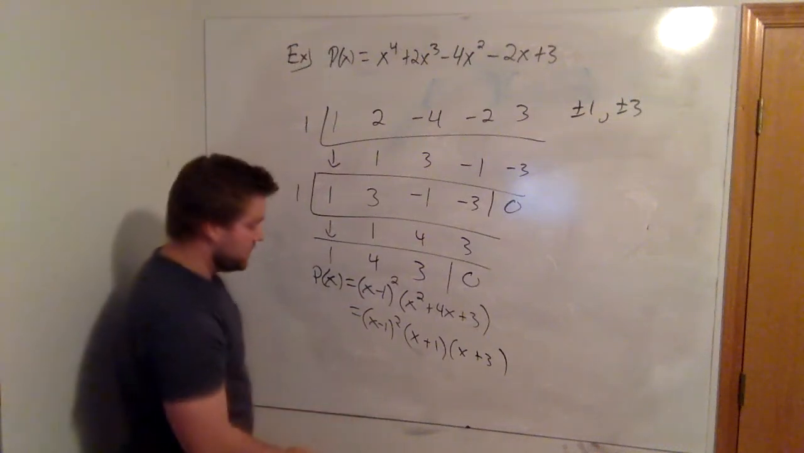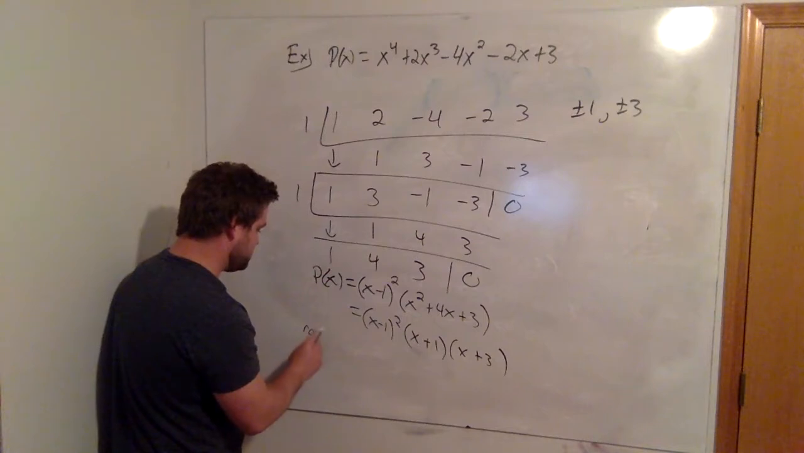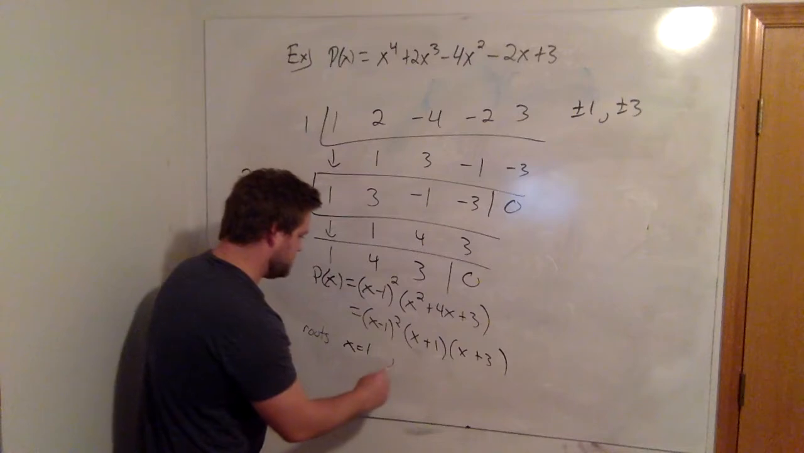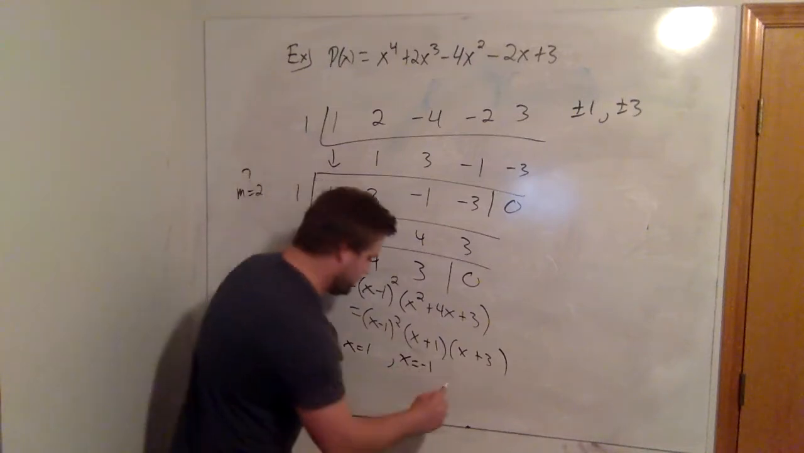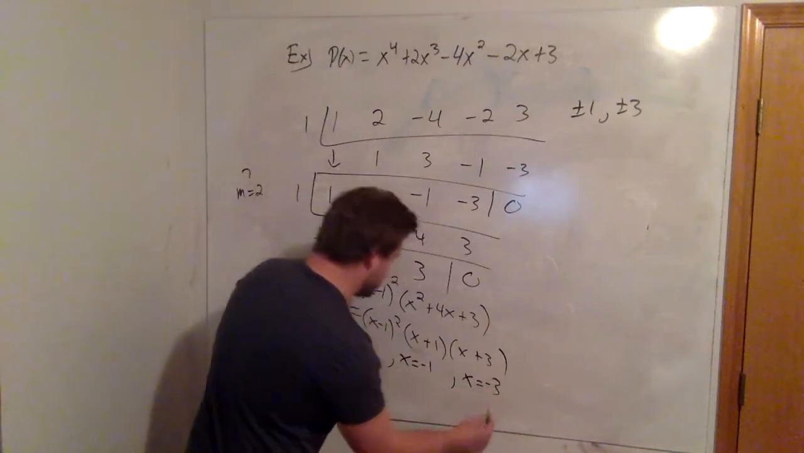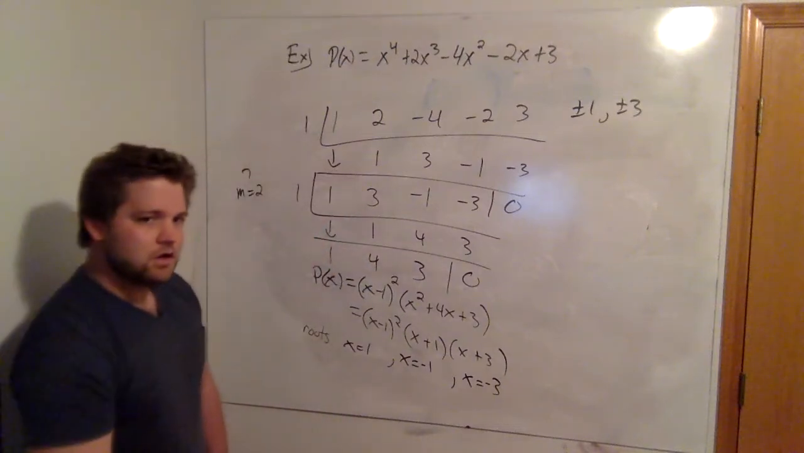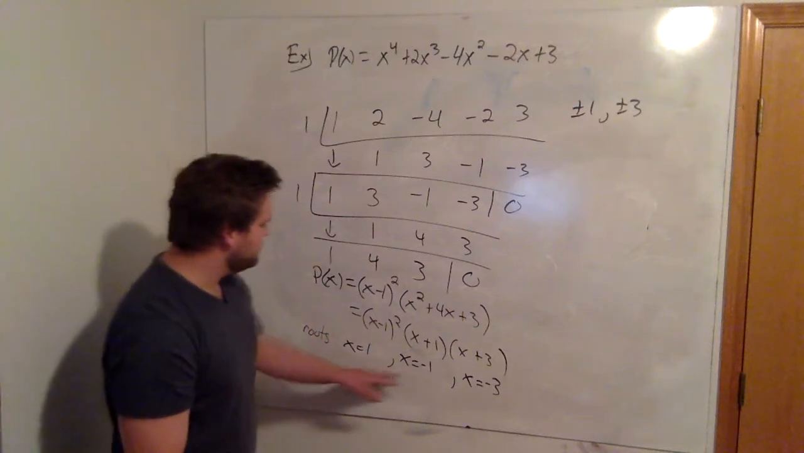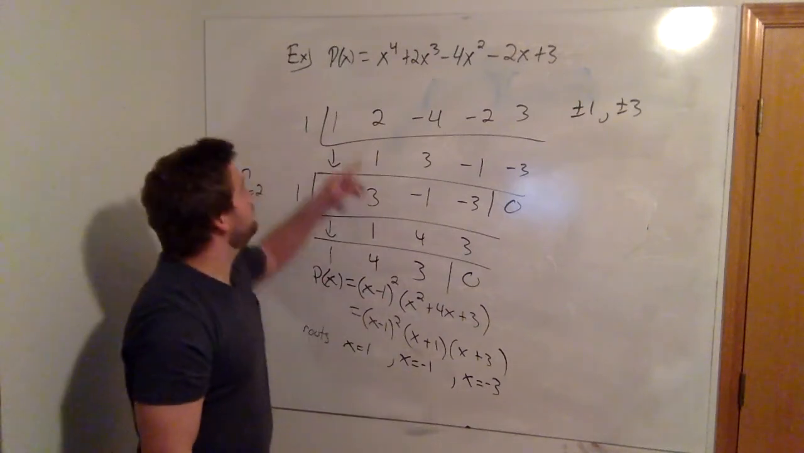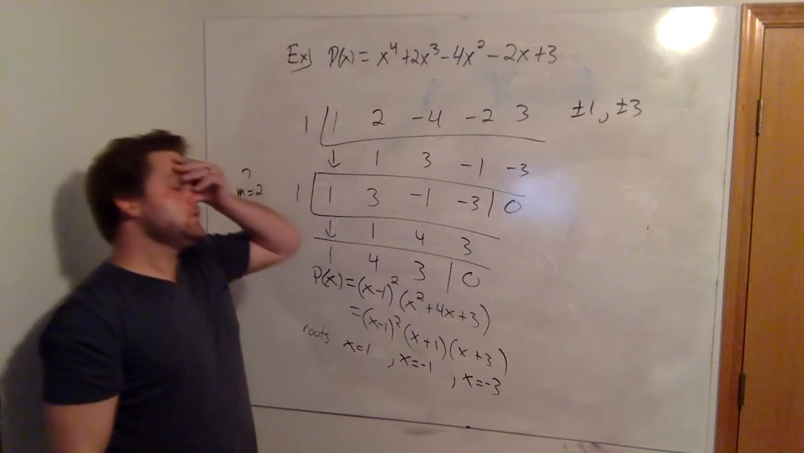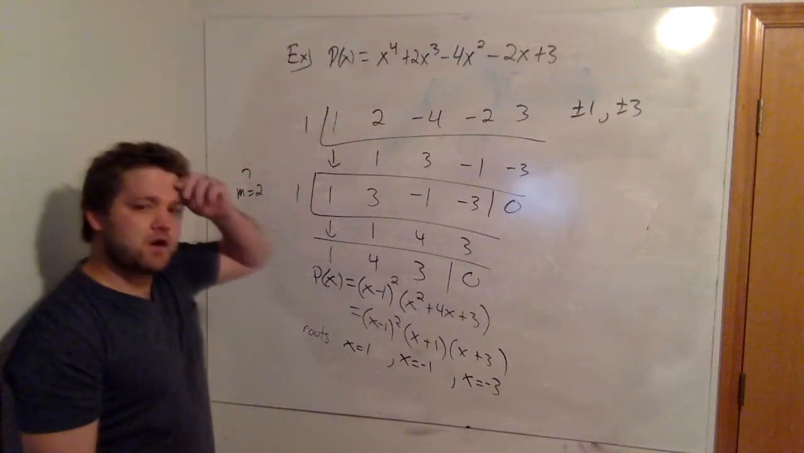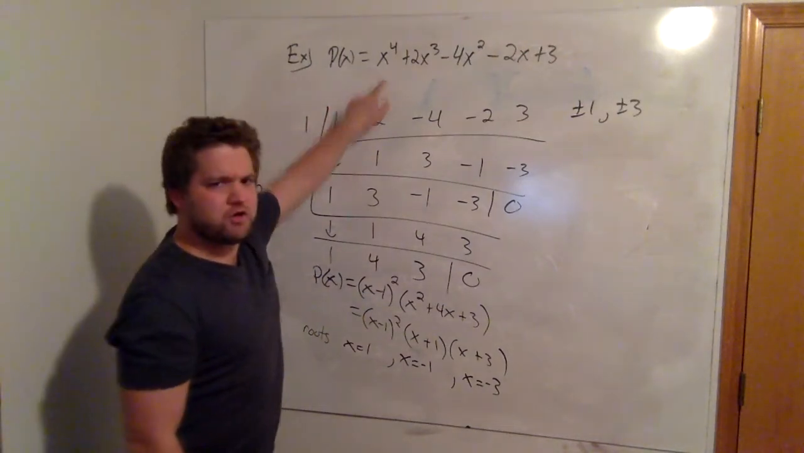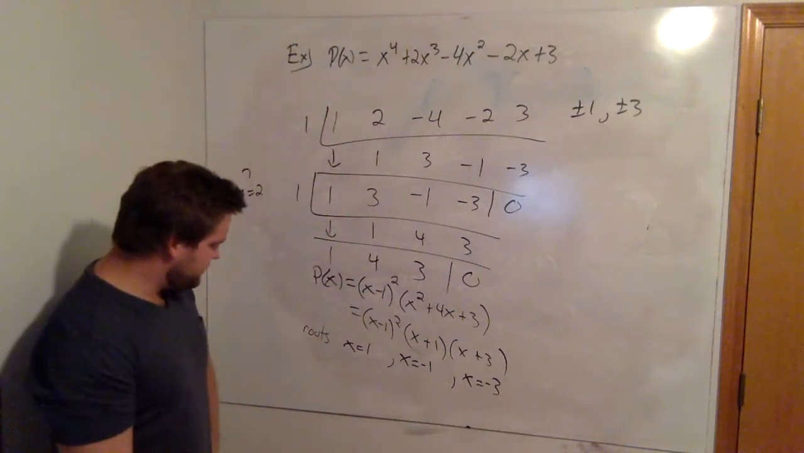Notice here, let's think about its roots. The roots of this polynomial: we have x equals 1, we have x equals negative 1, and we have x equals negative 3. Oh no. Wait, I have 3 roots. But I have a 4th degree polynomial. Oh, man, maybe our observation isn't true. We were hoping that if I had a 4th degree polynomial, I'd get 4 roots. But I only have 3.